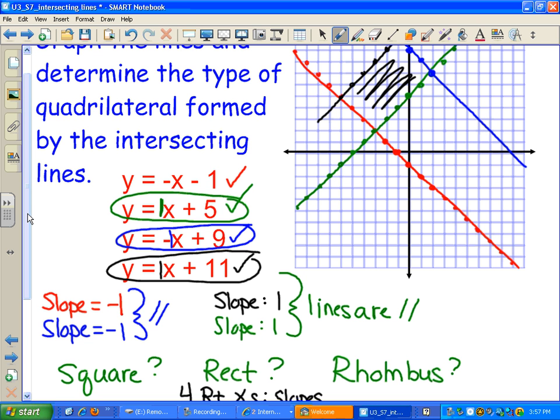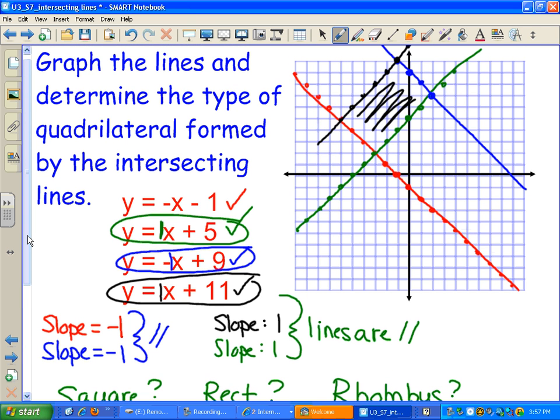Well, that red line also intersects the black line. The slope of the red line is -1, and the slope of the black line is +1. So -1 times 1 is another -1, which means in my picture, I'm going to draw right angles in here.